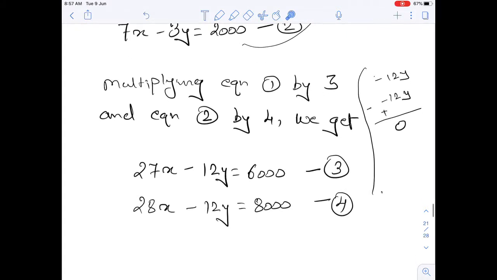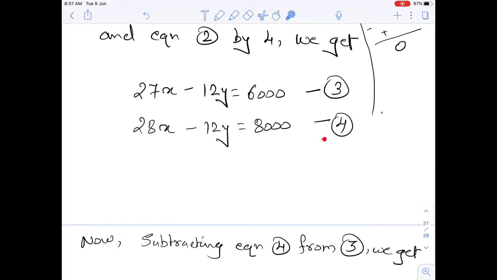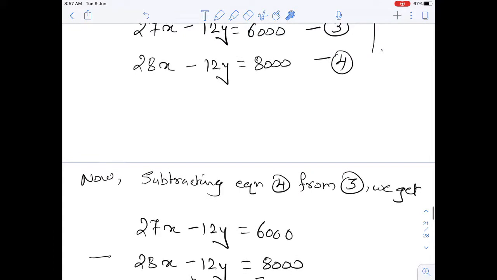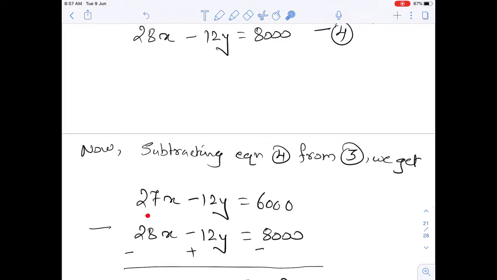So now we will subtract equation 4 from 3. Now remember, subtracting equation 4 from 3 means we write equation number 3 first and then followed by equation number 4. So this I have written here. This is our equation number 3, that is 27x minus 12y equals 6000. 28x minus 12y equals 8000 is our equation number 4. Now as we have to subtract, I have written a minus sign here.